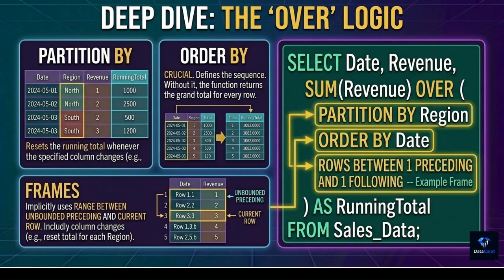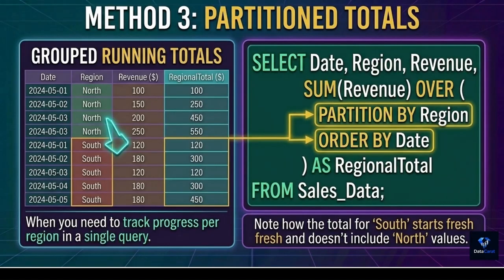Now let's try and deconstruct the over clause for a second. Think of partition by as a reset button. The order by is mandatory for running totals. If you omit it, the SQL query just gives you the total sum of the entire table on every row. By default, SQL uses a frame called range between unbounded preceding and current row. This is a technical way of saying start from the very beginning and stop at the row I am right now on. Finally, let's look at the most advanced version.